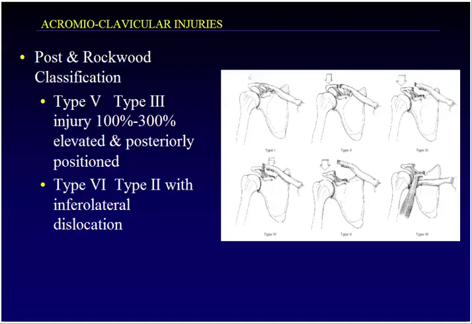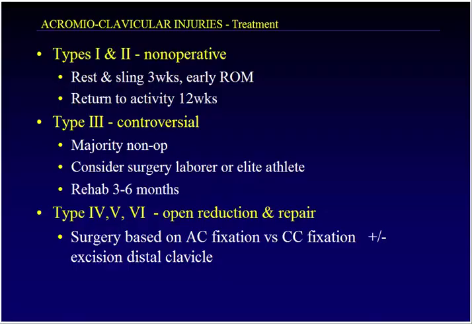The treatment for AC injuries types 1 and 2 are best managed non-operatively. You treat them with rest and a sling for 3 weeks, then start early range of motion, and you can anticipate that most patients will be able to return to normal activity by about 3 months post-injury.